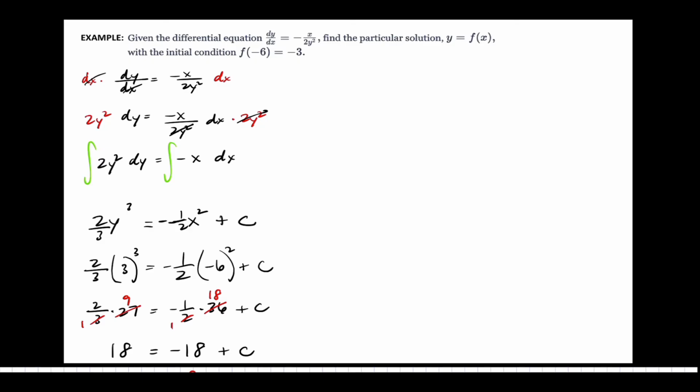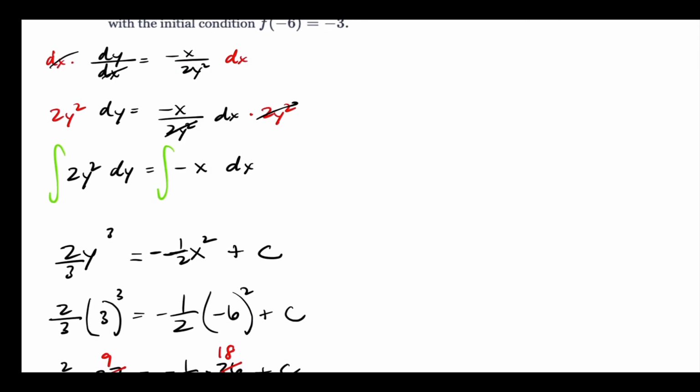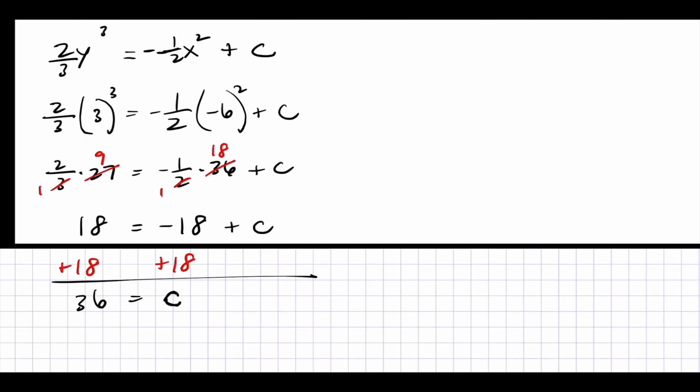Okay, so I did the first couple steps. I haven't finished it. So I separated variables. I left the negative with the x on top. It's not going to change anything. It won't change anything in the answer. Your answer will still be the same, but it'll just look a little different if you move the negative to the bottom with the 2y squared. Okay, so I integrated, and then I plugged in 3 for y and -6 for x, and I got 36 as c. That's where I stopped.